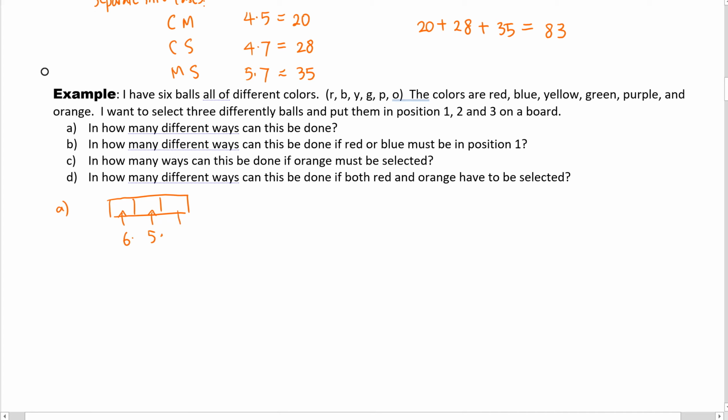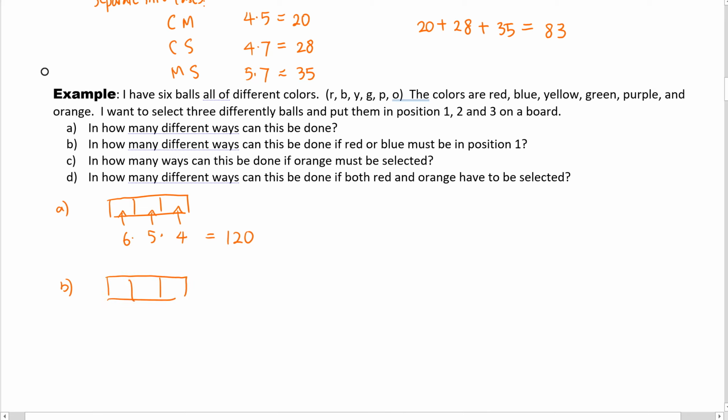And then for the last position, position 3, how many choices are left? Because we already picked 2 colors, now we only have 4 colors left. And we multiply them together because they're different steps, right? So when we multiply them, we get 120. So far, so good, everybody? All right, let's continue. Part B. In how many different ways can this be done if red or blue must be in position 1?